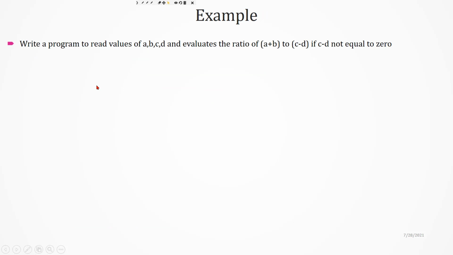So I will do the example program. Here my example program is: write a program to read values of A, B, C and D and evaluate the ratio A plus B to C minus D if C minus D not equal to 0. So here first thing is I have to read 4 values A, B, C and D. Then I have to make a decision, or test a condition. The condition is whether C minus D not equal to 0. So if C minus D not equal to 0, what I have to do? I have to find the ratio between A plus B and C minus D.